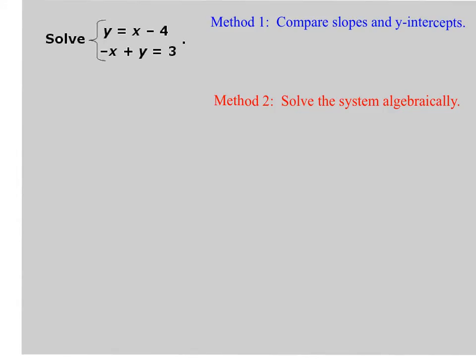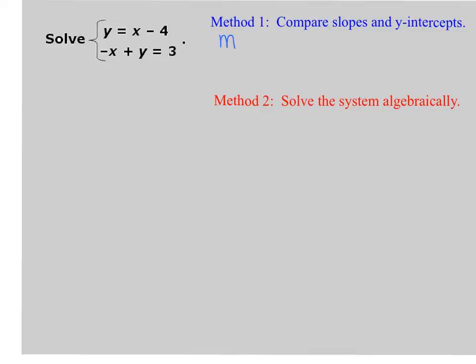So how do you know, just by looking at equations, what type of an answer you're going to get? If you're actually going to be able to solve it and get a solution, or if it's going to be no solution or infinitely many solutions. There's two different methods. The first one is that we just compare their slopes and y-intercepts.